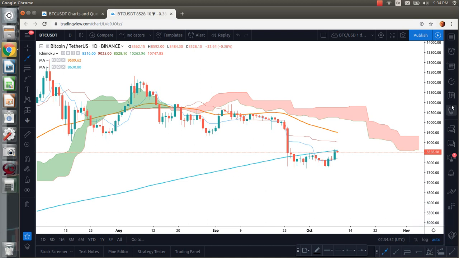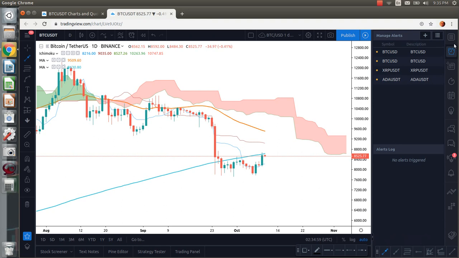So this is just your sidebar. It's got a few different things. You could set an alert. That's what this time clock is. So let's say you wanted to set an alert.